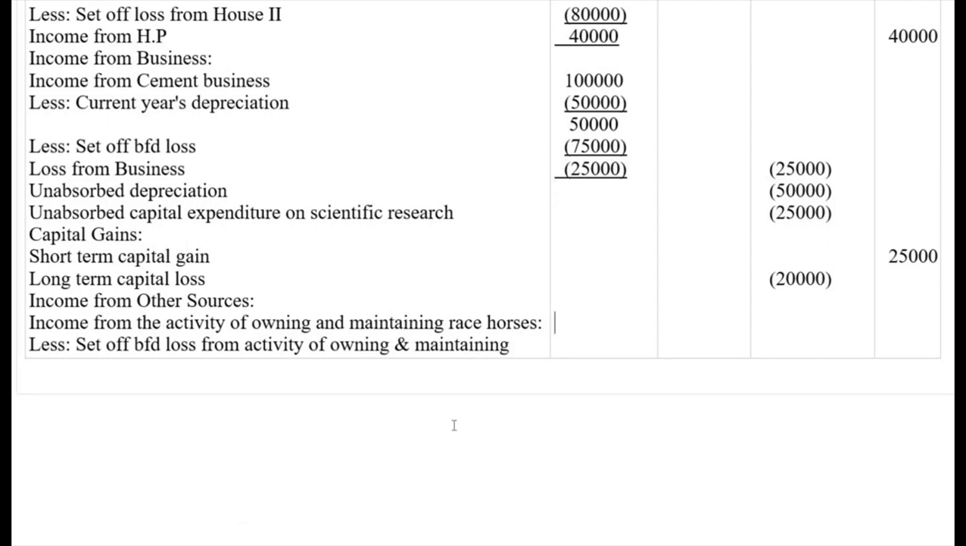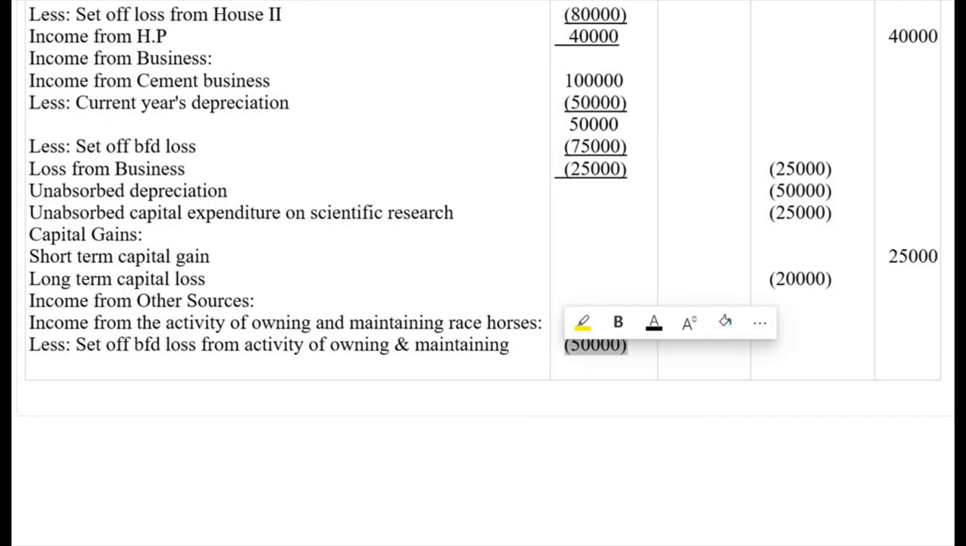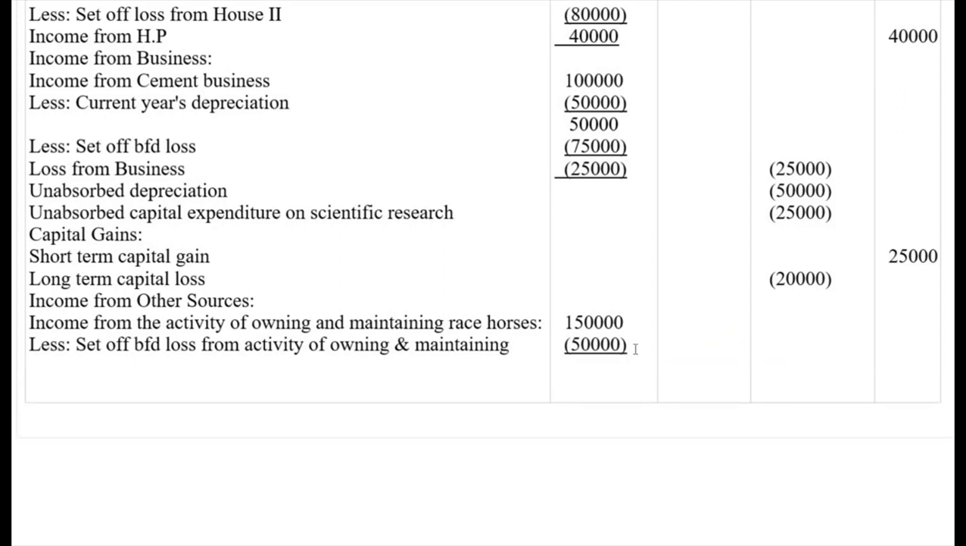So income from the activity of owning and maintaining racehorses is given as rupees 1,50,000. So from this we should subtract 50,000. So the difference here is 50,000. So let us underline this. It is rupees 1 lakh is the difference.